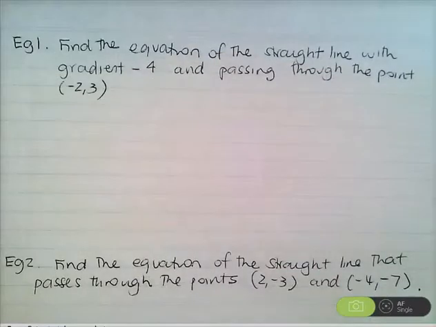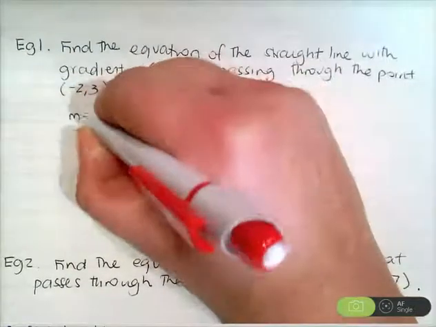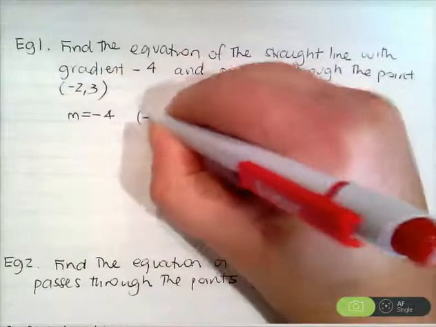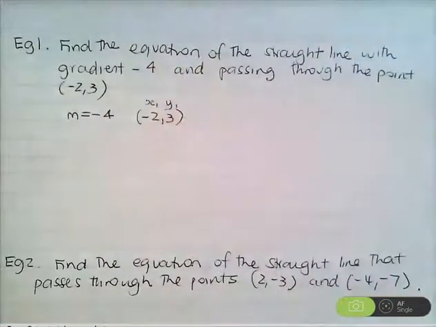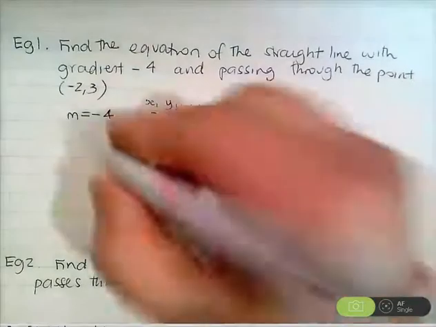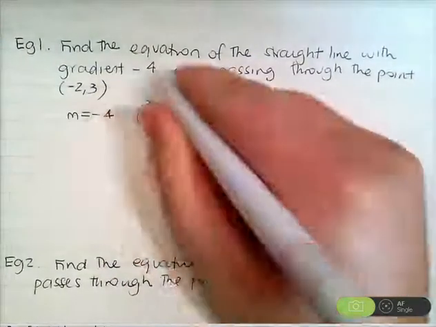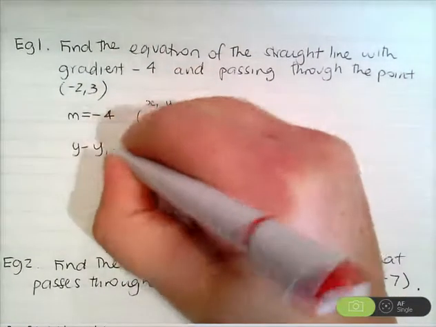The task is to find the equation of the straight line with gradient -4 and passing through the point (-2, 3). So here we've got that the gradient is -4 and that the point is (-2, 3). So we've got our m and we've got our x1, y1. Again, we've got a point and we've got the gradient, so we use the point gradient formula.